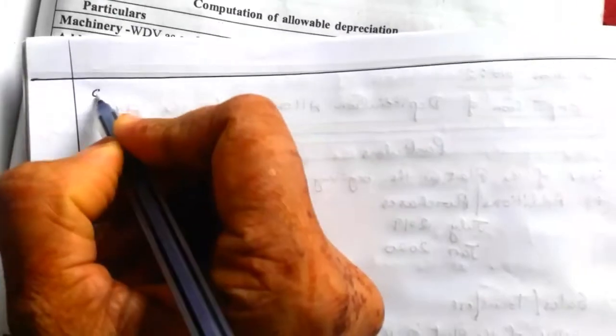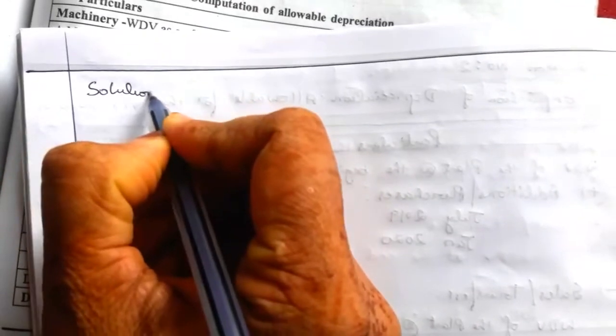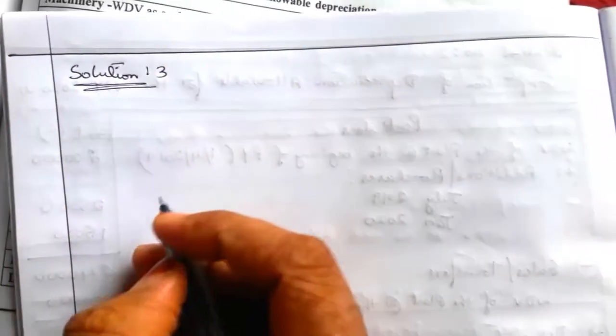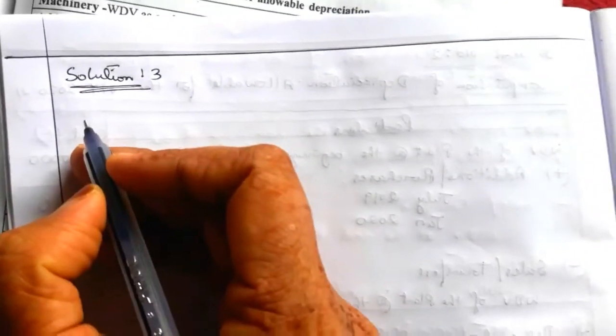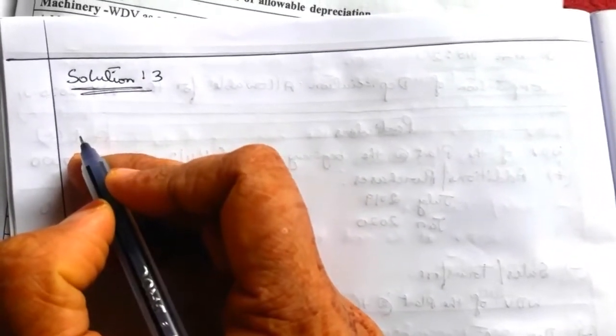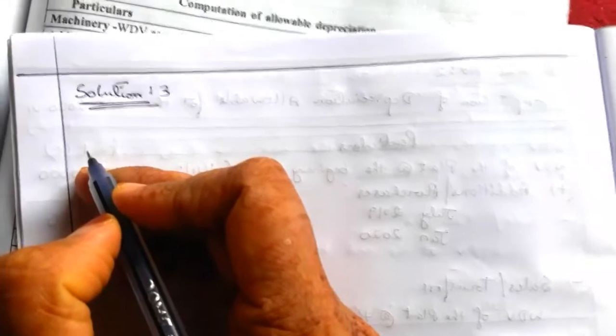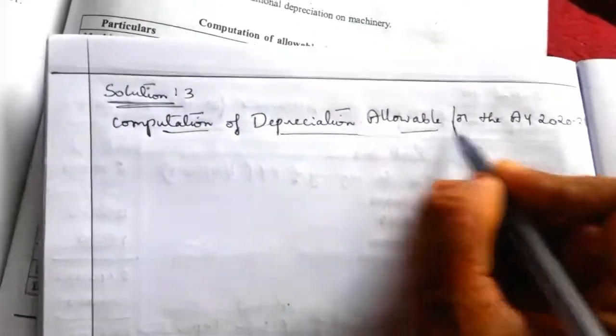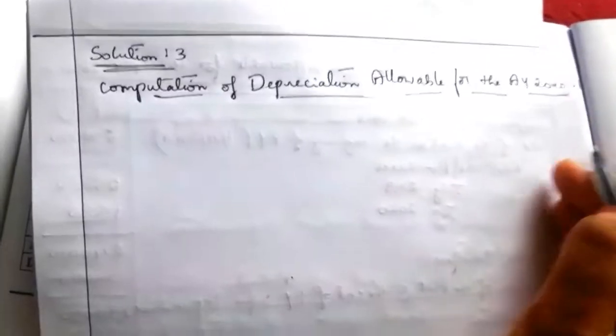Okay, now we'll solve the illustration. Write the heading: solution for illustration 3. Write the heading: computation of depreciation allowable for the assessment year 2020-21. Now draw 3 columns: 1 particular and 2 amount columns.